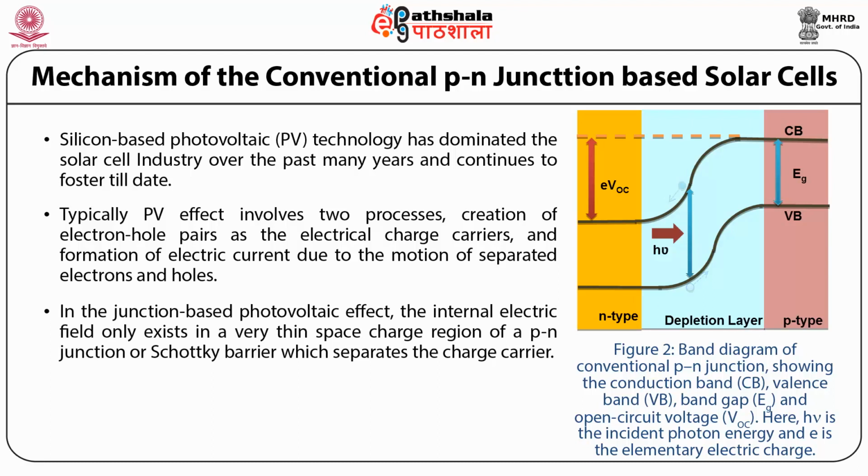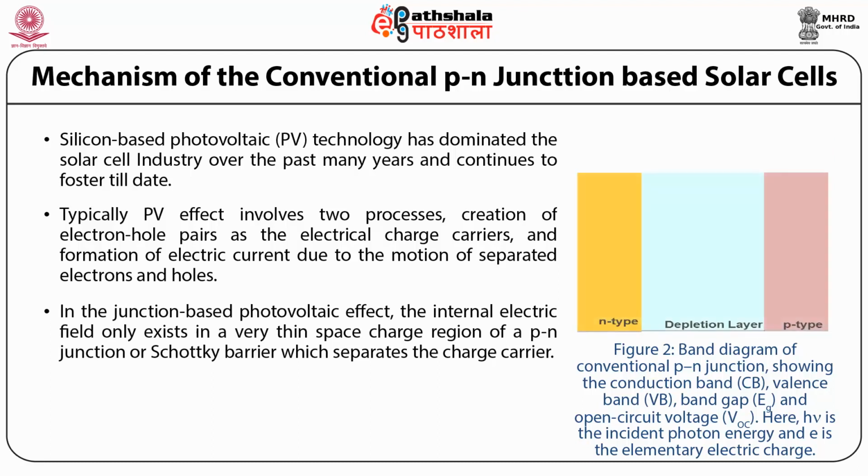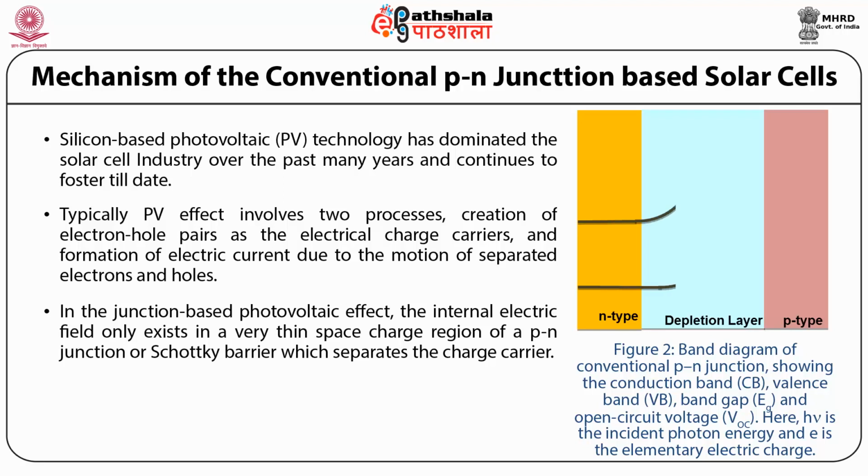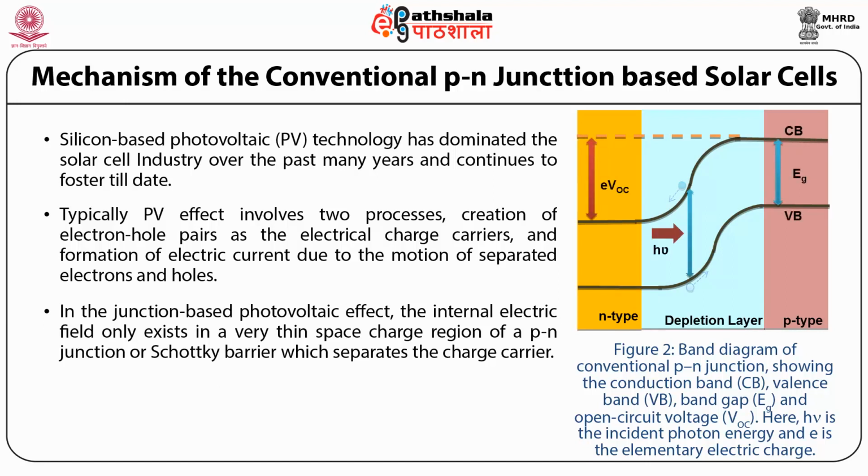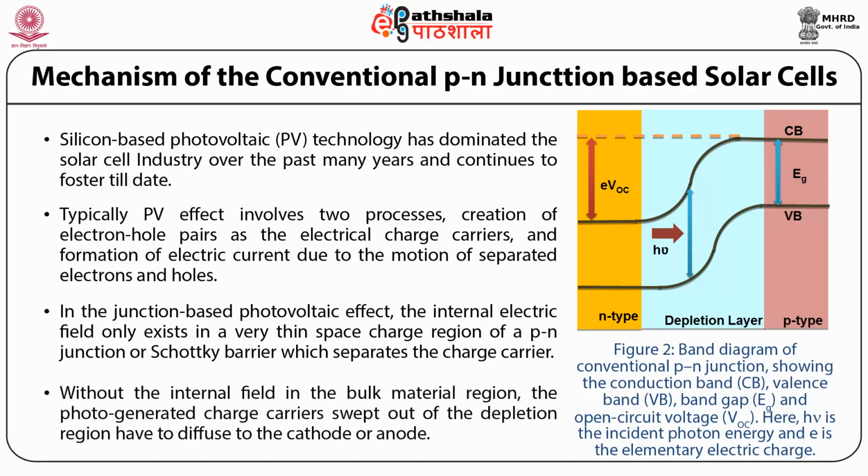In the junction-based photovoltaic effect, the internal electric field only exists in a very thin space charge region of a p-n junction or Schottky barrier, which separates the charge carrier as shown in the figure 2. Without the internal field in the bulk material region, the photo-generated charge carriers swept out of the depletion region have to diffuse to the cathode or anode.